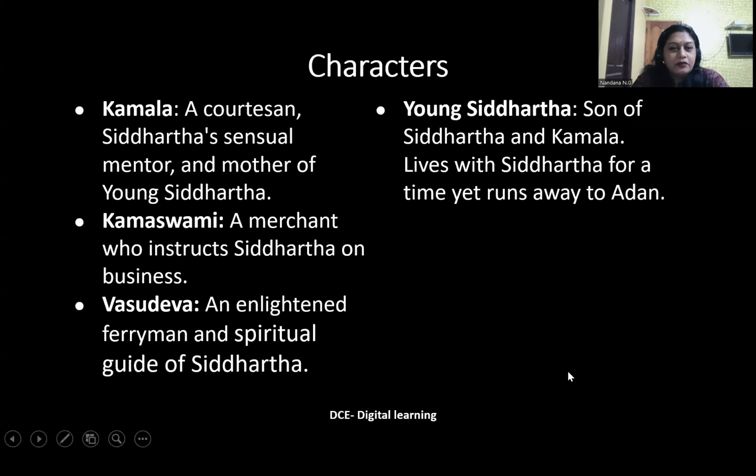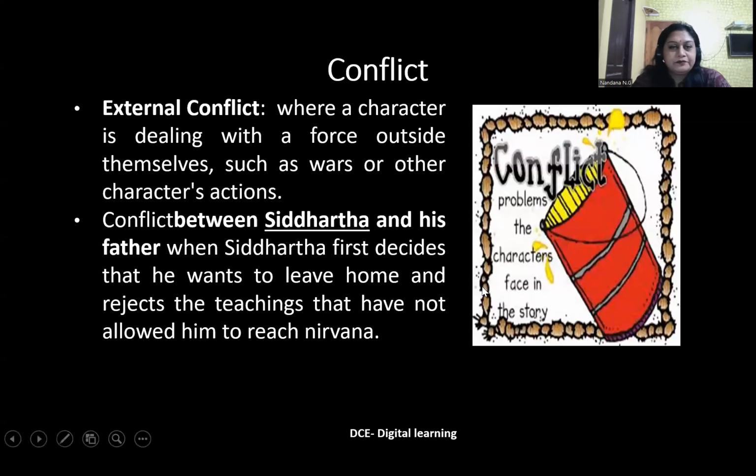enlightenment. The other prominent characters are Kamala, a courtesan, Siddhartha's sensual mentor and mother of young Siddhartha; Kamaswami, a merchant who instructs Siddhartha on business; Vasudeva, an enlightened ferryman and spiritual guide of Siddhartha. Young Siddhartha is the son of Siddhartha and Kamala, and lives with Siddhartha for a time. At last, he runs away to the city.